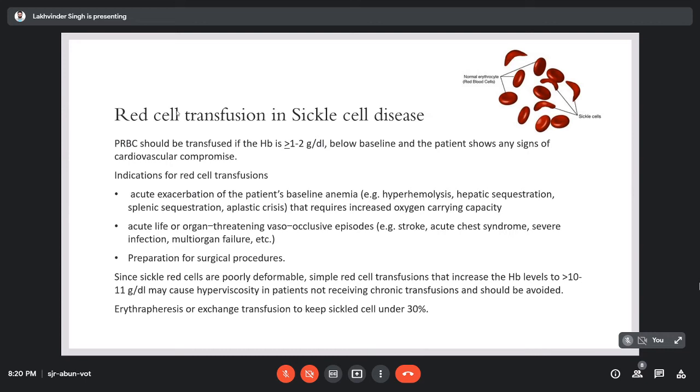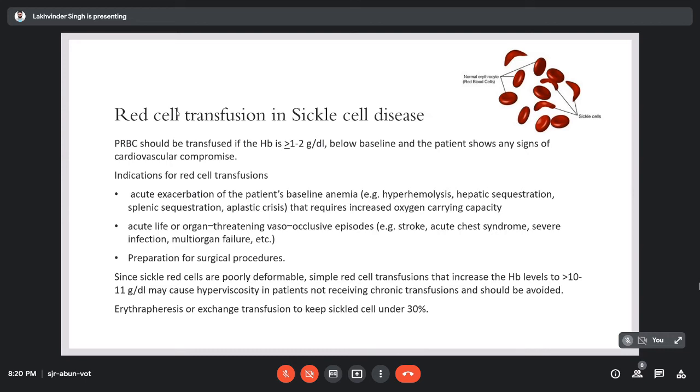You can see in the last line to keep sickle cells under 30%. Because if it goes beyond 40-50%, then the patient has sickle crisis and all the symptoms develop. So PRBC should be transfused if the hemoglobin is 1 to 2 gram per deciliter below the baseline, and the patient shows any sign of cardiovascular compromise.